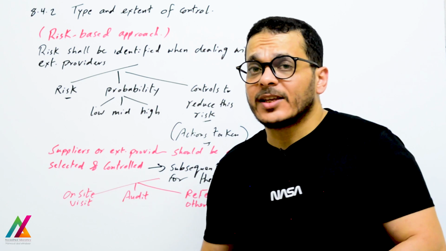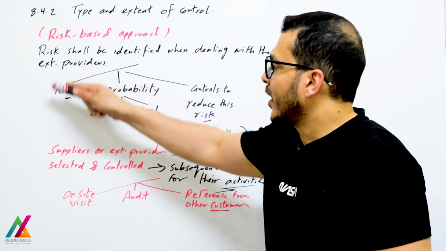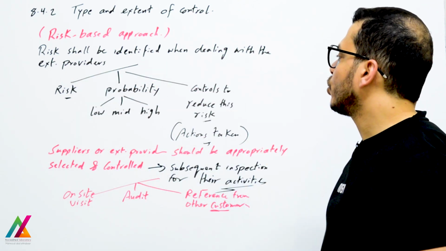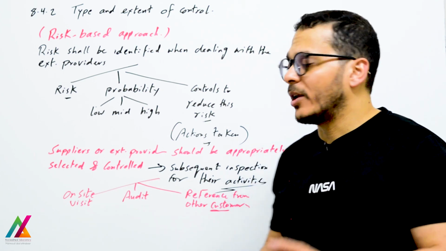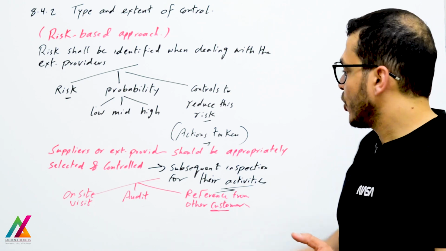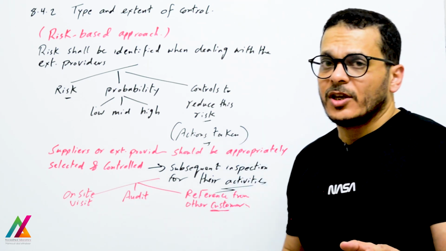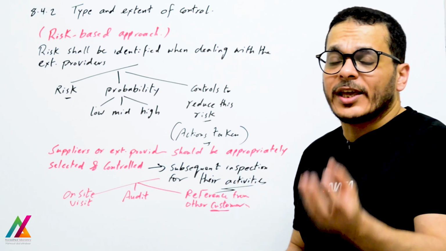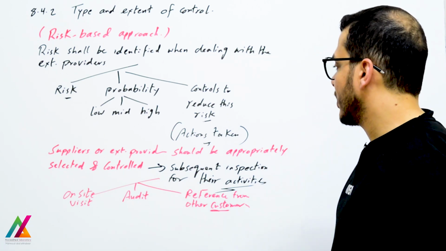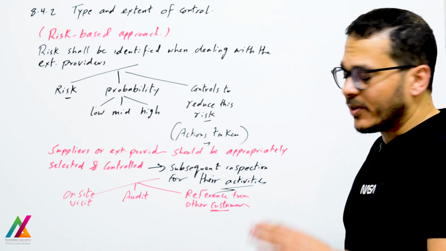And I'll keep this form, the risk register form, in the resources. You will identify the risk and the probability of the risk, low, mid, high, and also the control actions taken to reduce or eliminate this risk. Suppliers or external providers should be appropriately selected and controlled. Very important point, because at the end you need to get the product which meets the customer requirement, and subsequent inspection for their activities. That's very important.